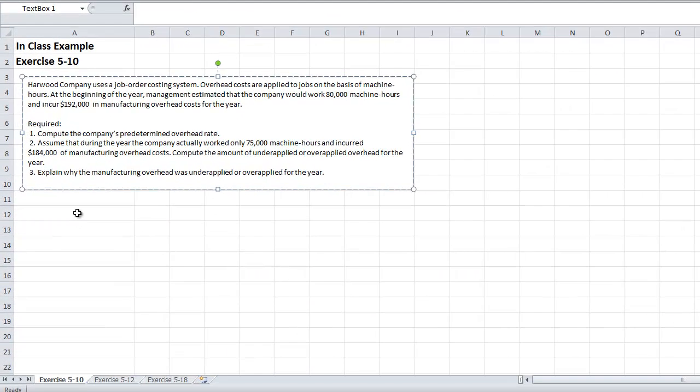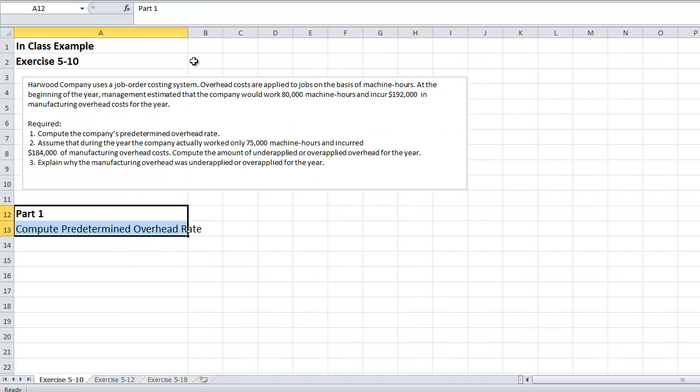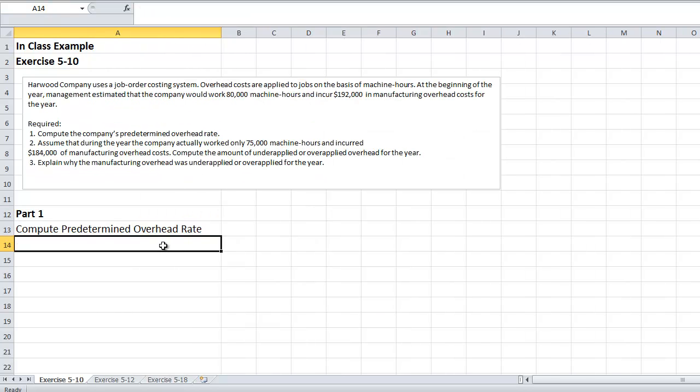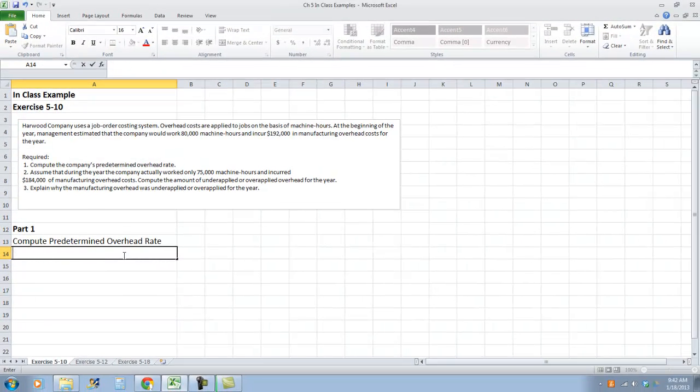All right, so the very first thing, part 1, that we are going to do is compute the predetermined overhead rate. Remember, I can't spell very well. So the way that we're going to do that is we are going to take manufacturing overhead costs. The calculation for this is estimated manufacturing overhead costs divided by the total amount of the allocation base, or the machining hours.